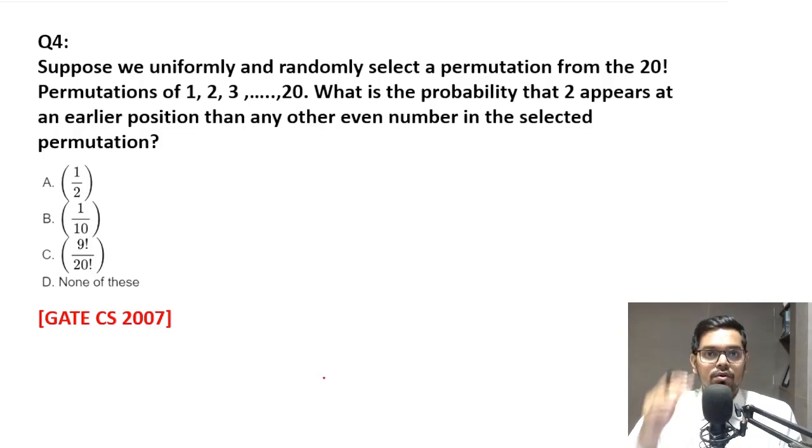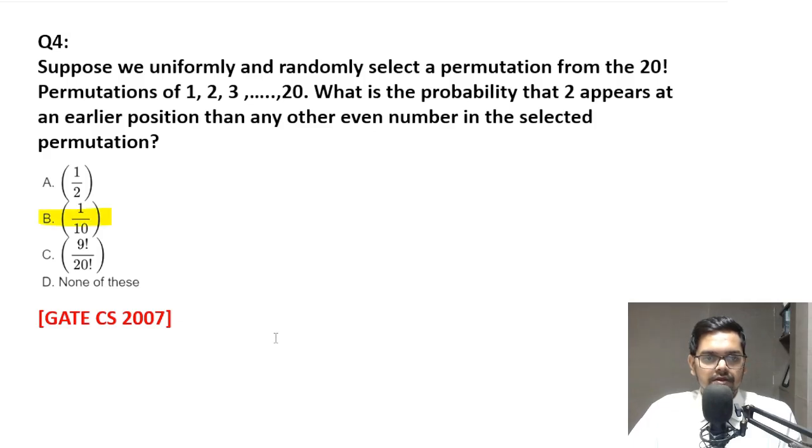Coming to question number 4, which is a level 3 question. Suppose we uniformly and randomly select a permutation from the 20 factorial permutations of 1, 2, 3, 4 up till 20 digits, right? What is the probability that 2 appears at an earlier position than any other even number in the selected permutation, A, B, C or D? It was asked in GATE CS 2007. Pause the video, try, then look at my solution.